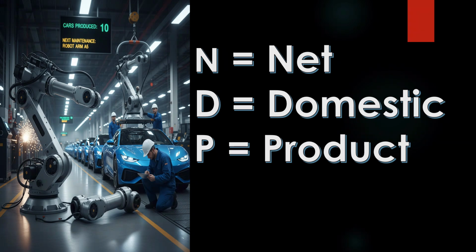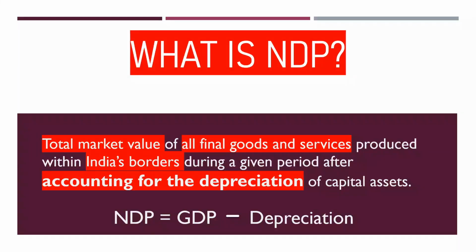Earlier we have learned GDP, now we will learn net domestic product, NDP. What is NDP? Total market value of all final goods and services produced within India's border, because it is domestic again, during a given period after accounting for depreciation of capital assets. So NDP is equal to GDP minus depreciation. It is simple.